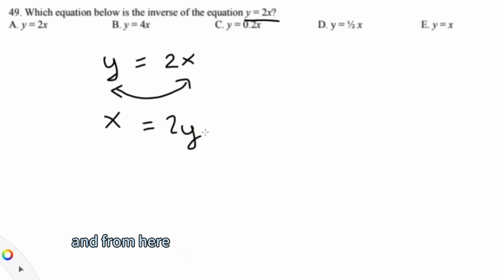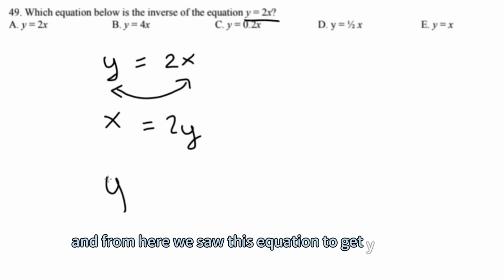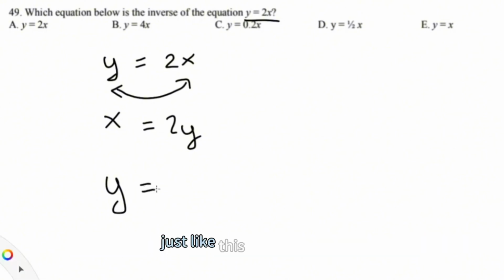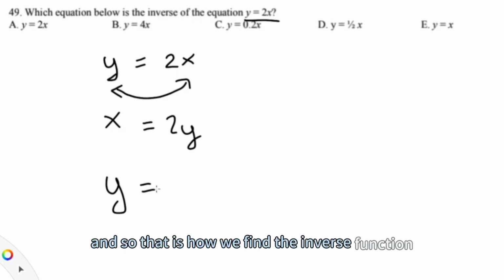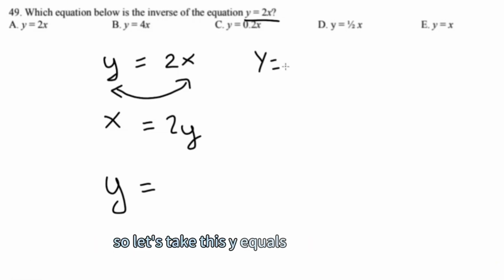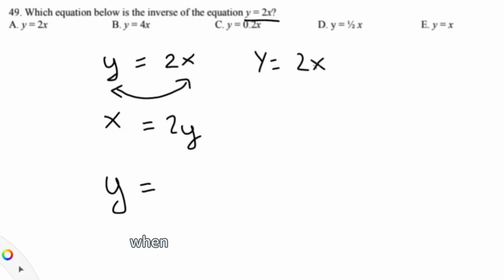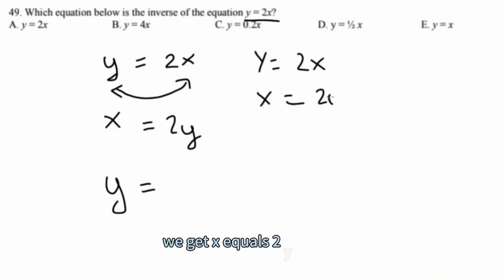And from here, we solve this equation to get y by itself. No coefficient, nothing added to it. Just by itself. And that is how we find the inverse function. So let's take this y equals 2x as an example. When we switch the roles of y and x, we get x equals 2y.